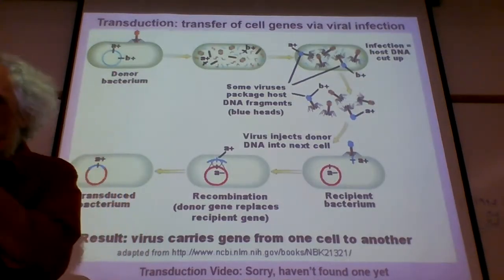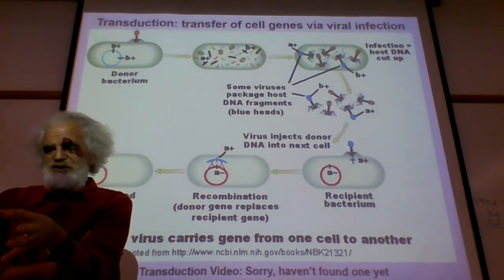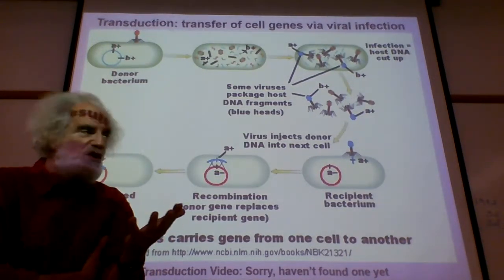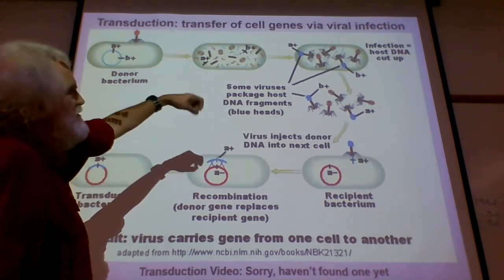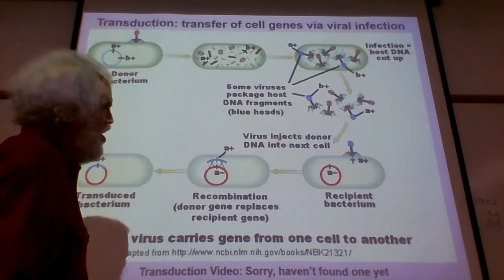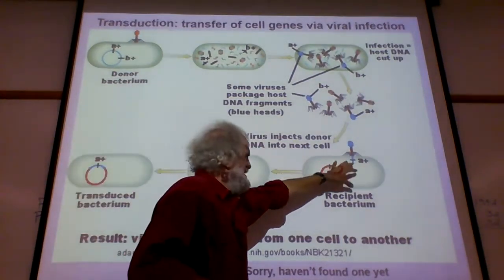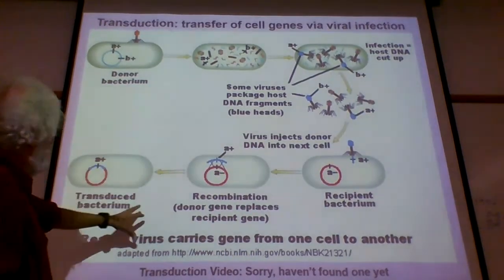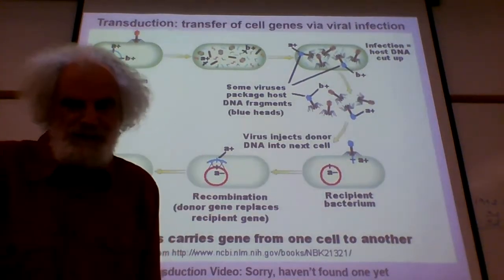Now, with transduction, this is going to be a transfer of genes by viral infection. And it's a similar kind of thing, in that the virus can carry the gene from one cell to another. So the virus infects the bacteria. Some viruses, when they package themselves up, actually end up with host DNA fragments within them. The virus then injects the DNA into another cell, and now that cell, through recombination, can actually generate a new piece of DNA stable in the genome.